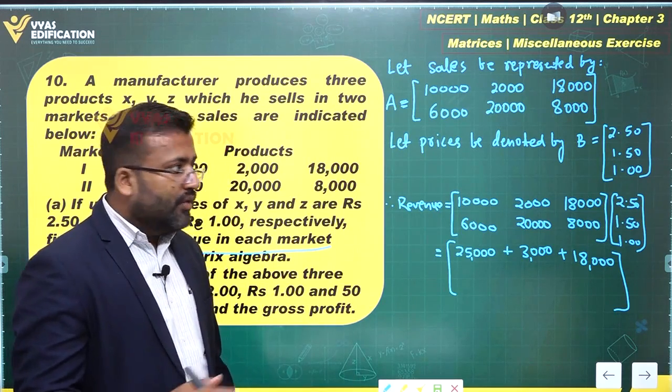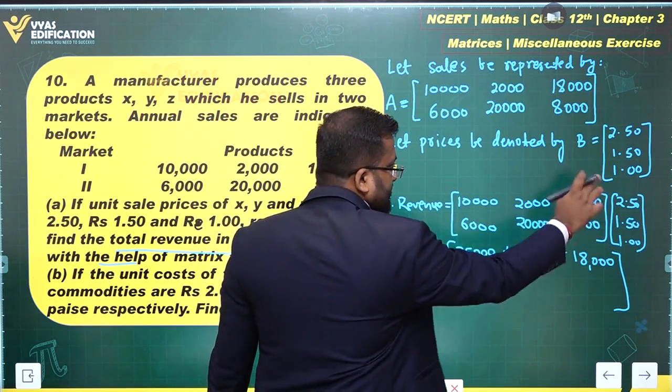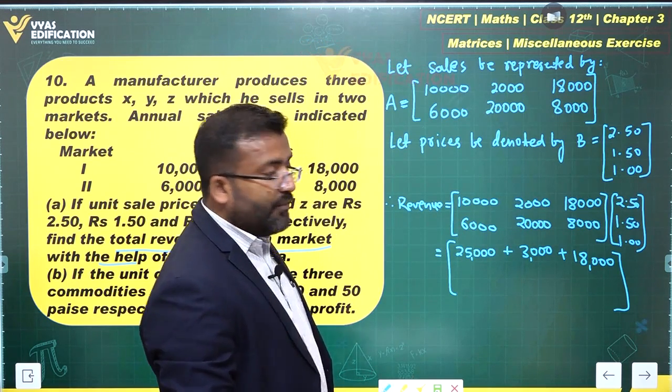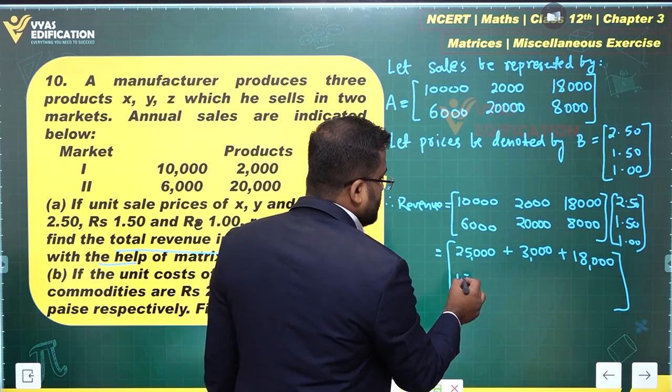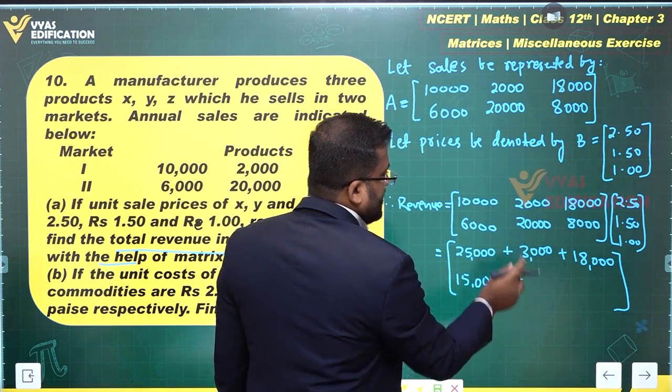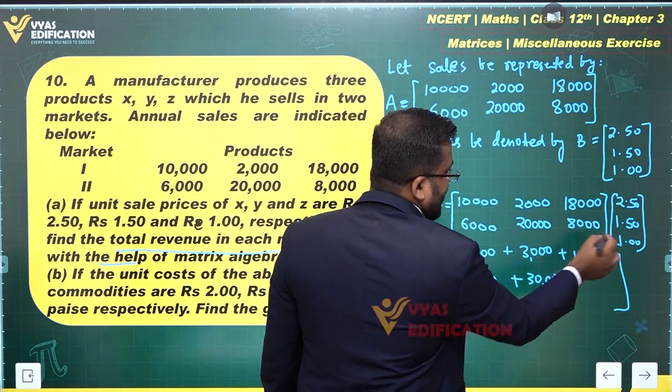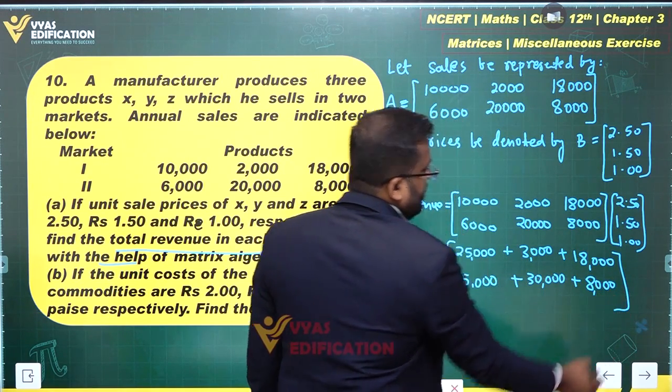Then the second row will be obtained by multiplying the second row with the first column. This is 6,000 into 2.5, which is 15,000. Plus 20,000 into 1.5, which will be 30,000, plus 8,000 times 1 would be 8,000, right? This is what you get.